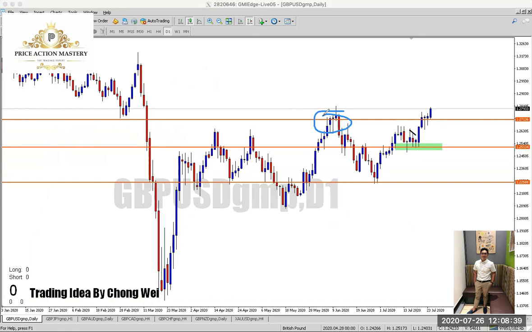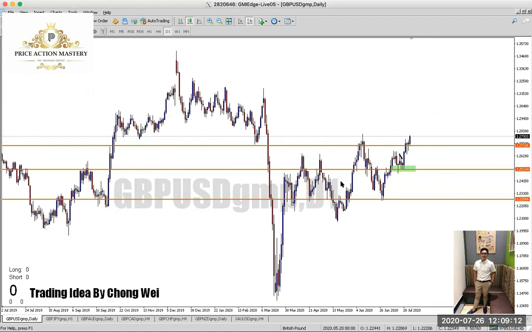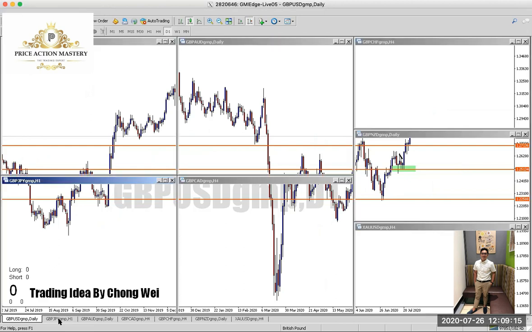Which means a lot of sellers who sold here before are now basically trapped. They are trapped. So I will be seeing the market retest and go for further upside. For this GBP USD, we need to take some time for it to retest and then we can see further upside. Yes, this is my good key line. So for GBP USD, we need to wait for retracement.